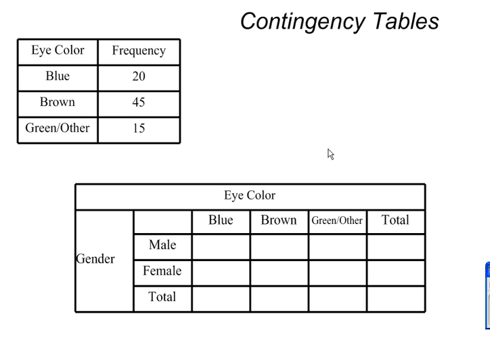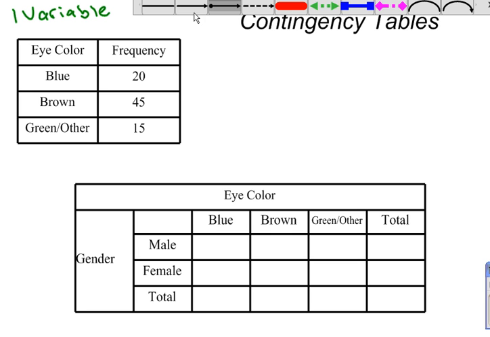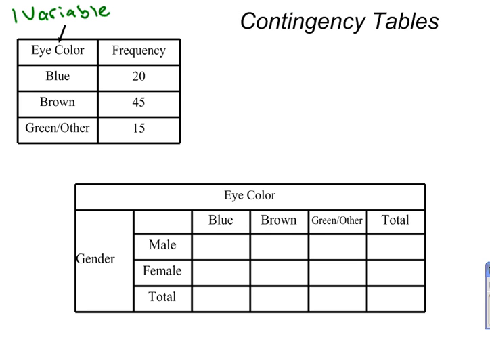All right, it's time to look at a different type of table now. In the previous example that I gave you, we were looking at one variable. And that one variable happened to be eye color. Okay, that's what we were looking at. Eye color was our variable, and we created a frequency distribution or a frequency table.